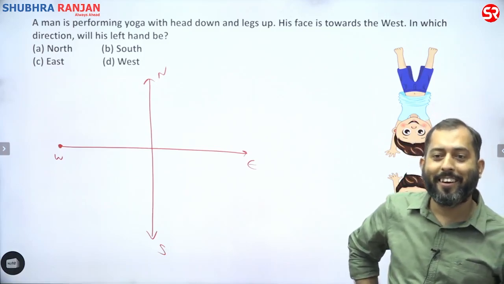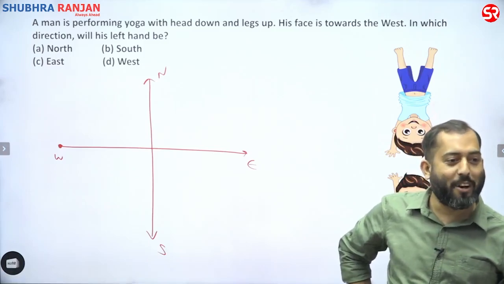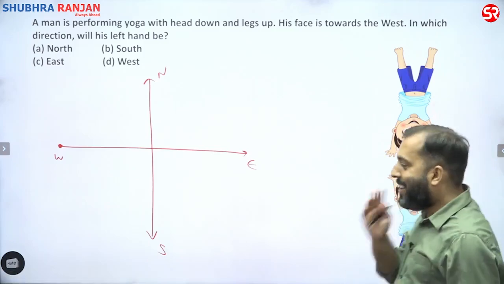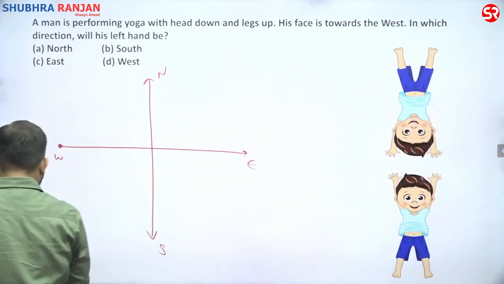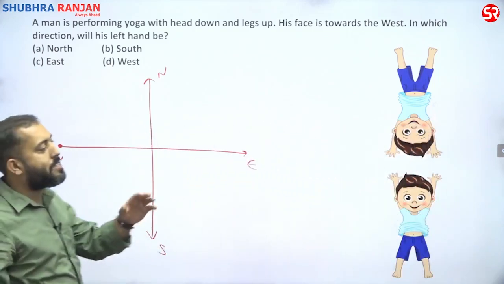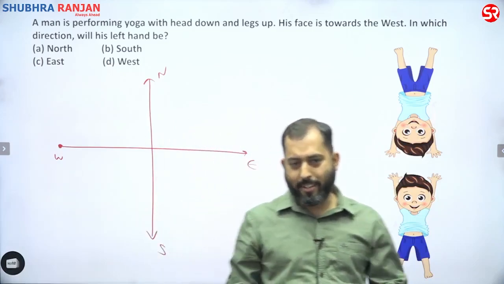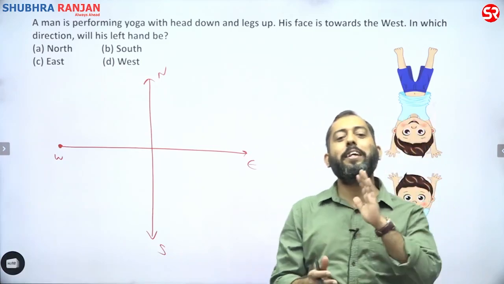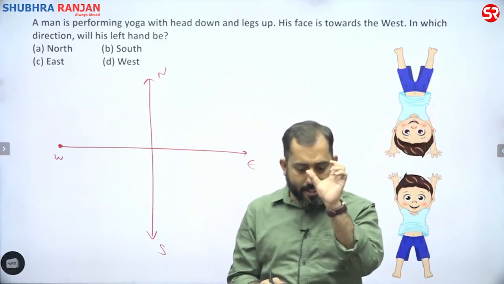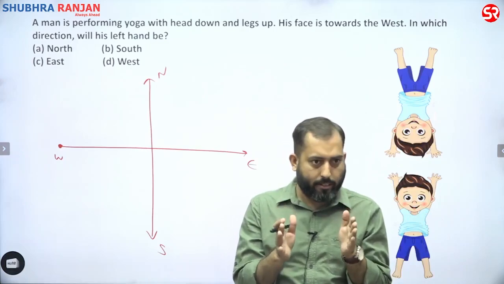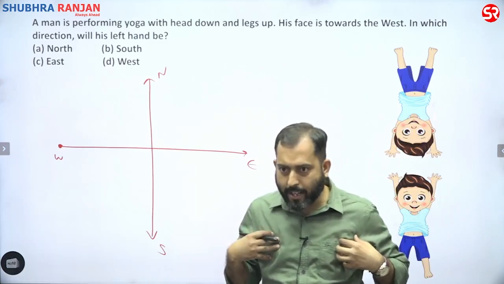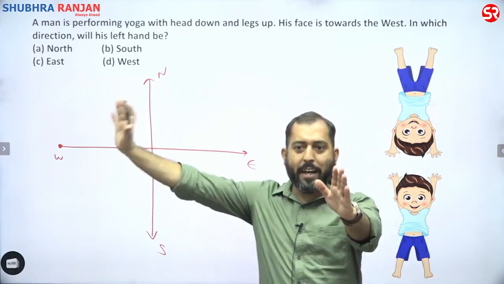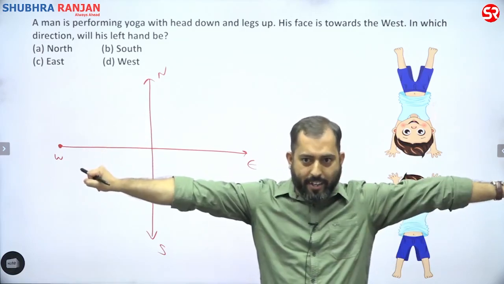Yes. South. Everyone is getting south. Okay, let's discuss. See, suppose in a straight upright position. Let's check it out. Now see, if somebody is standing upright like me, and I'm facing you, so this is my right hand side and this is my left hand side.